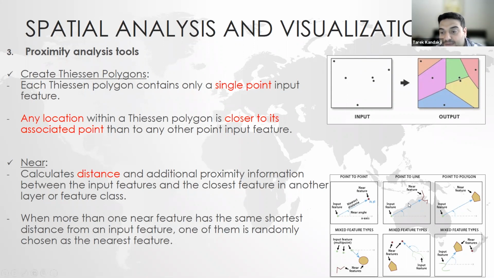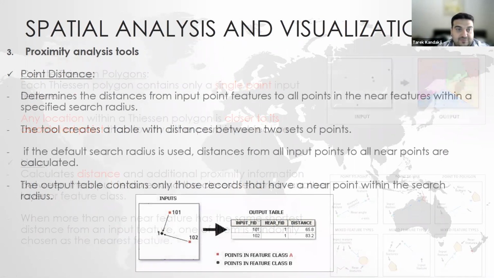Now the same thing here, if you have mixed features, it calculates the input feature to the near feature. And the same thing, you can have many mixed feature types. The near feature is the polygon, while the input feature is the roads here. It will help you in many aspects, in many reasons for analysis.